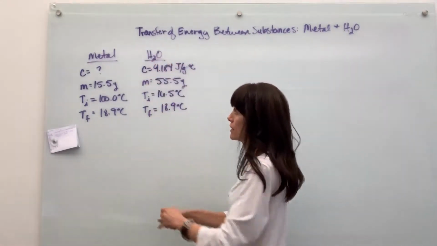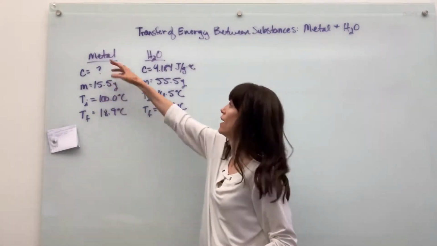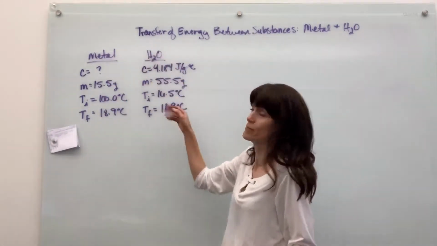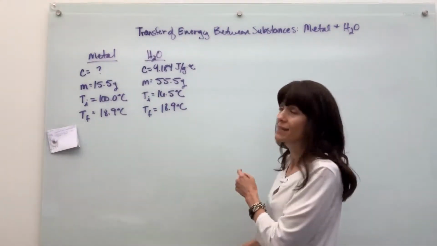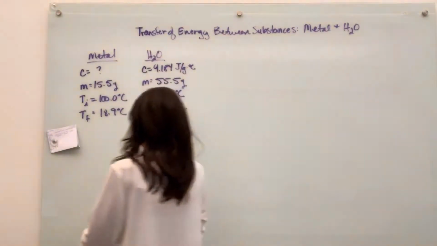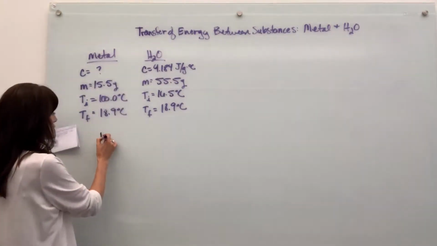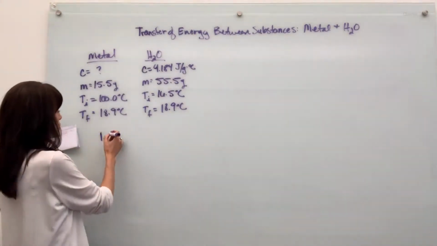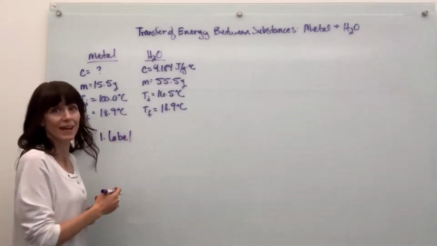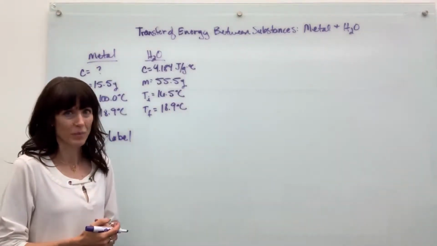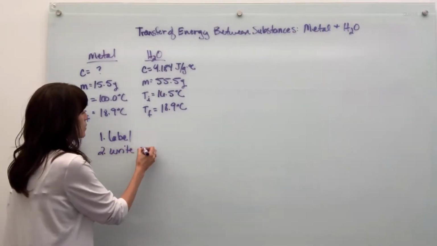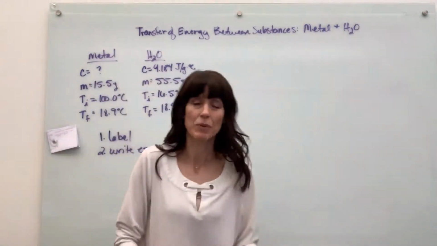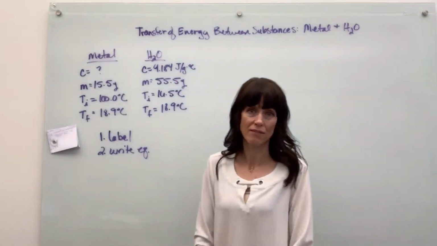So label everything, and I do it as a table. I'll have, here's my metal, substance 1, here's my water, substance 2. Second thing that we're going to do is write the formula. So I'm going to put down a little recipe list here. Number 1, you want to label everything, okay? If there's so much data, you've got to label it. Step 2, you're going to write the equation. With this, I think this is the hardest step. If you can write the equation, you can do everything else.